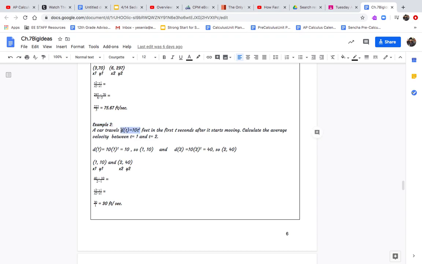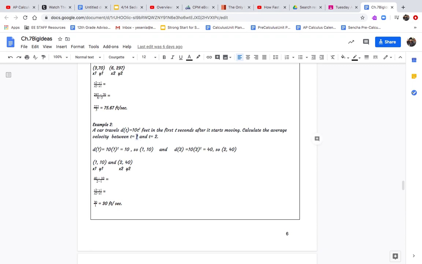Now look at this. This is the type of function we did in class. In this example, it says a car travels d of t equals 10t squared feet in the first t seconds. So that means d represents feet traveled, and t represents seconds in this particular problem. After it starts moving, calculate the average velocity. Remember, y'all, average velocity is the same thing as average rate of change. So it's the same. But this one's telling us between t equals 1 and t equals 2.